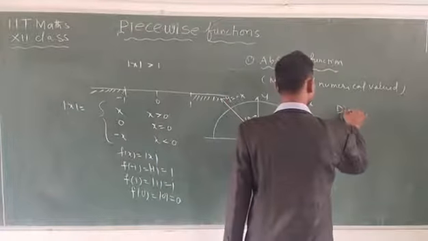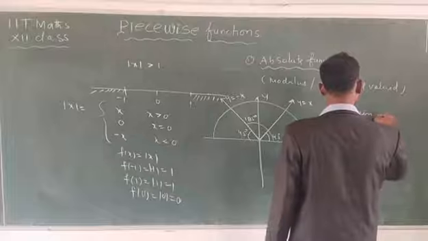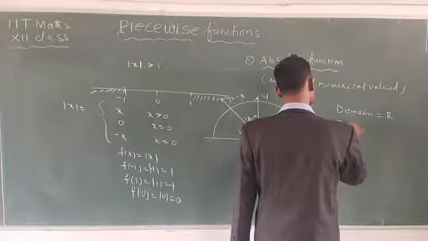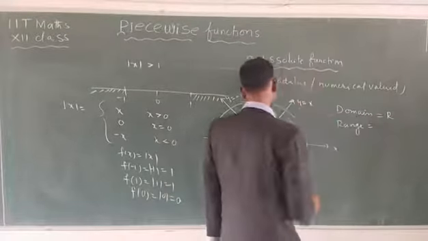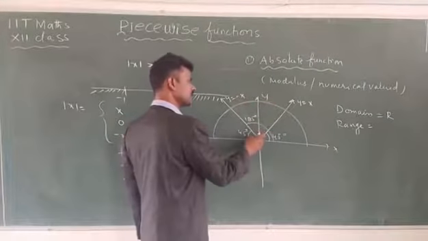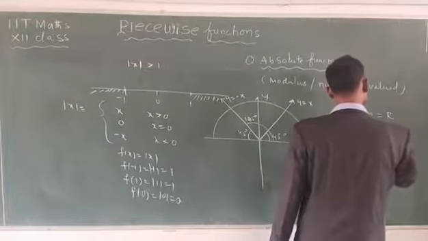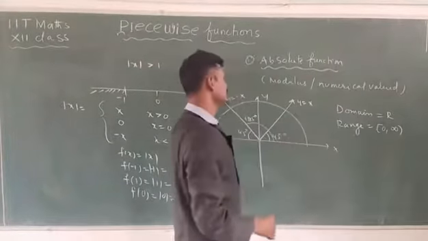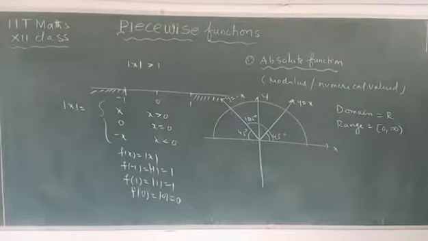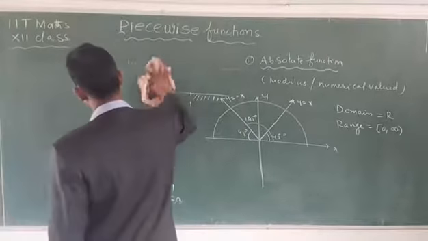That's why the domain of the modulus function is equal to R, and the range is only in the positive quadrant. That means 0 to plus infinity, the closed interval 0 to plus infinity only. This is the range. Now we have to see some properties of the modulus function or absolute function.